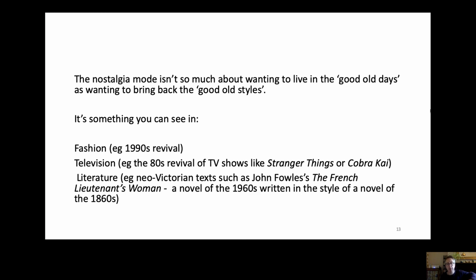A famous example would be what is known as a neo-Victorian text. A neo-Victorian text is a modern novel written in a Victorian style. There are many examples, and one of the pioneering ones is a novel by John Fowles called The French Lieutenant's Woman. It was published in the 1960s, but it's written in the style of a novel from the 1860s. So again, it's very much a back to the future, a nostalgic approach to originality and novelty.